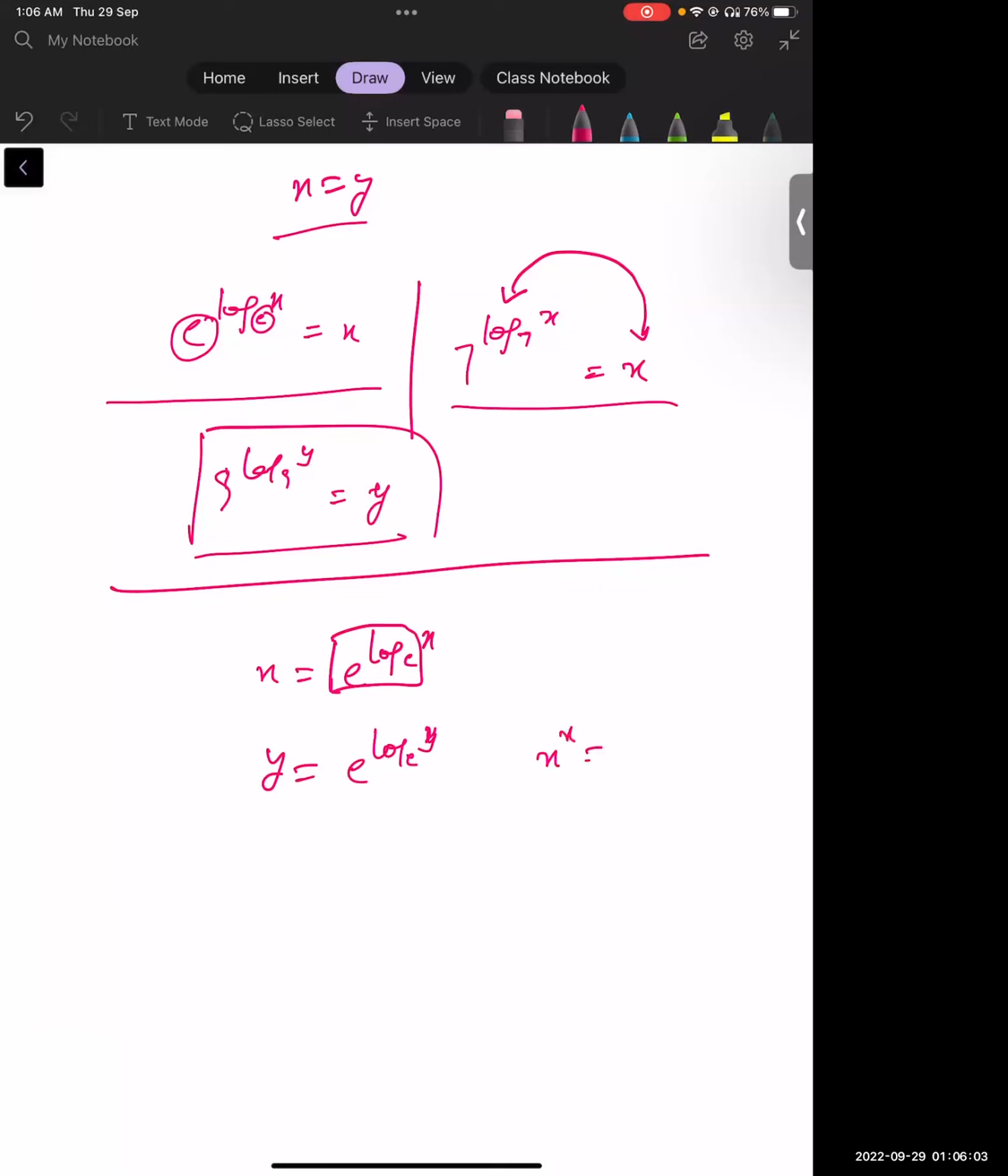Suppose it is x to the power x. You may have gone through differentiation. Yeah. X to the power x. Have you done this? I've done differentiation, but I haven't done X to the power x.